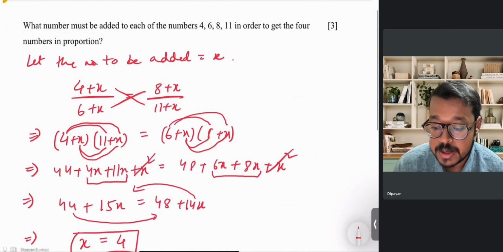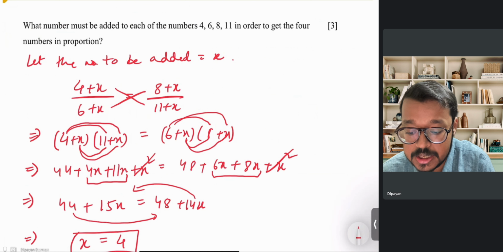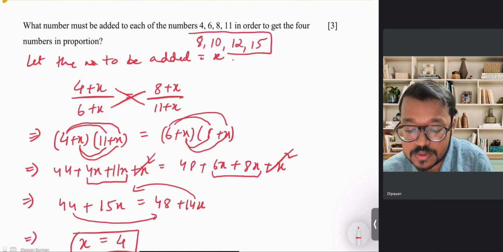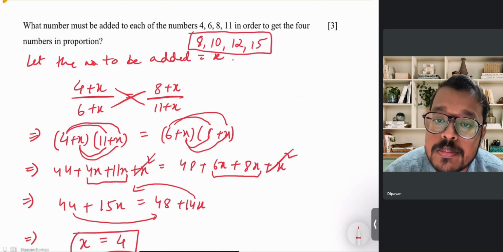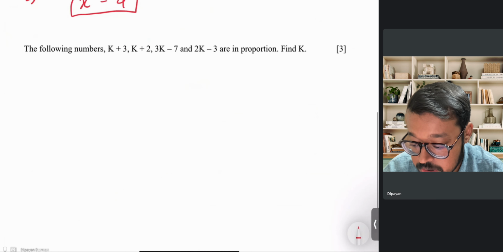And if I look at my proportion, if I add 4 to each of these numbers, the numbers will be 8, 10, 12 and 15. So if you verify these four numbers, they will definitely be in proportion. Now let's look at the next question.